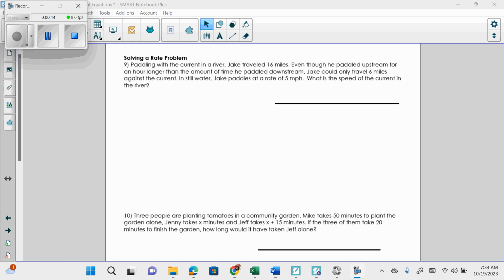Today we are going to continue solving rational equations, but we are going to focus on rate problems. So let's read problem 9.